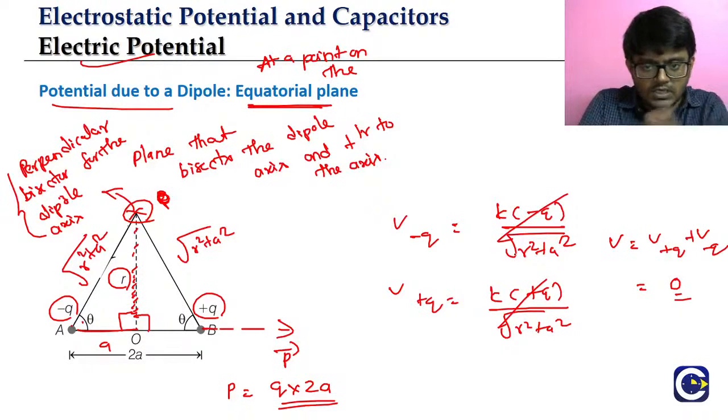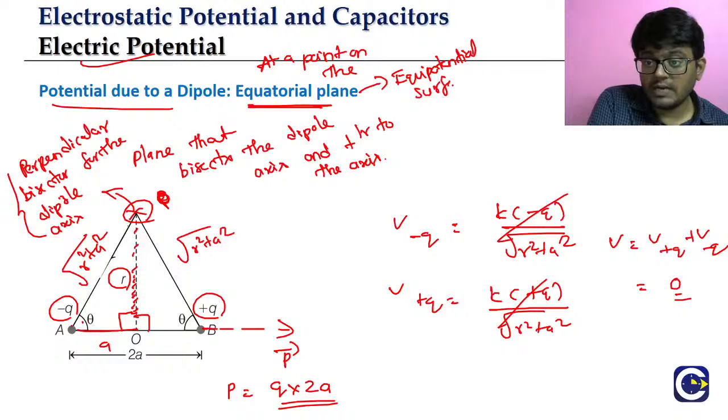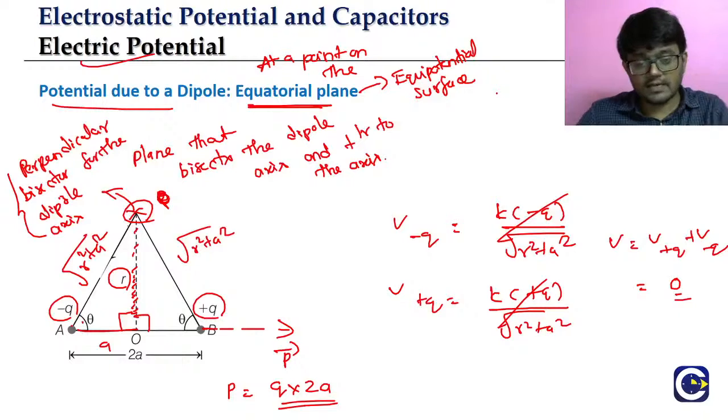In the result, can we say that the equatorial plane is also an equipotential surface? Can we say that? Because we are taking a general point on the equatorial plane, at a distance r from the center of the dipole. What is the potential there?